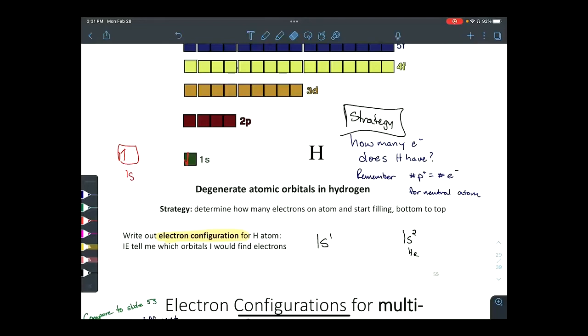Yes, because if we have to do a second electron, it has to be spin up, because what rule does that fall under? Pauli's exclusion principle. Very good. All right, so that's hydrogen, our simplest case.